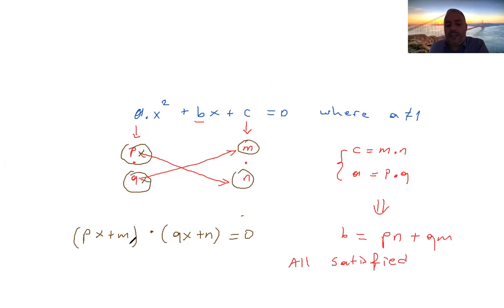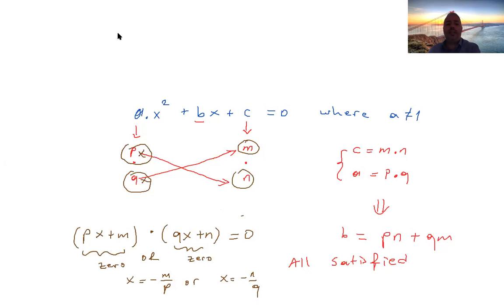When we write this, the first one is 0, or the second one is 0. It means that x is equal to negative m over p, or x is equal to negative n over q. When you set this parenthesis equal to 0, take the m to the other side, negative m, divide by p. Qx plus n is equal to 0. Take the n to the other side, negative n, divide by q. So let's make a practice.